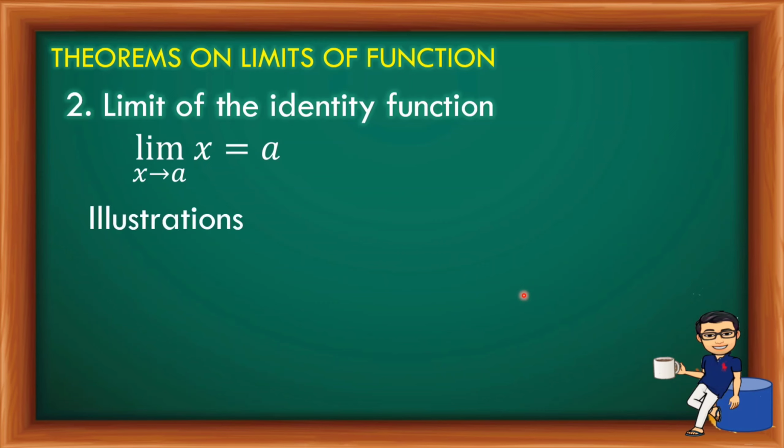Let us have an illustration. Let us consider that we have limit of x as x approaches 7. As I have mentioned, the approaching value is our answer. Our approaching value is 7. Hence, the answer with this is 7. And we have limit of x as x approaches 7 is equal to 7.